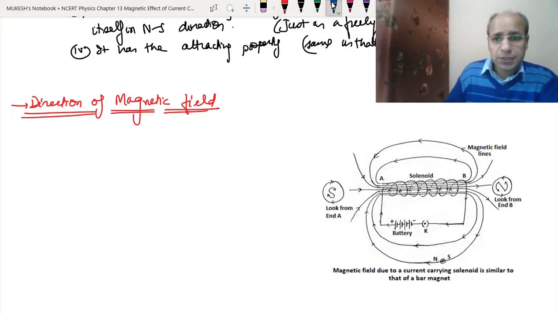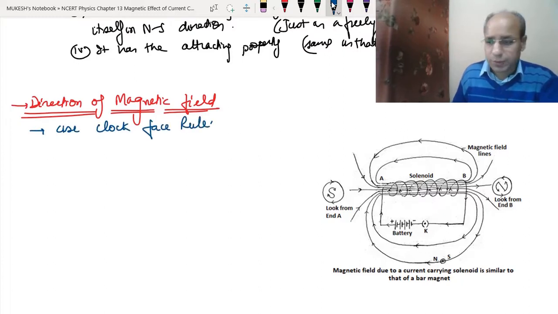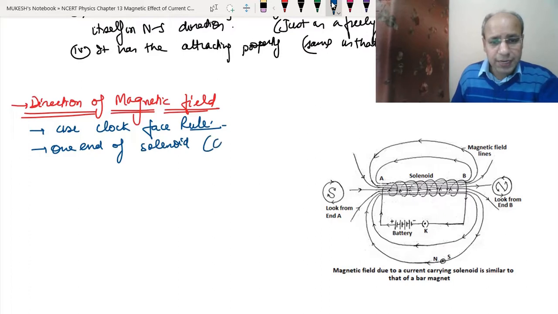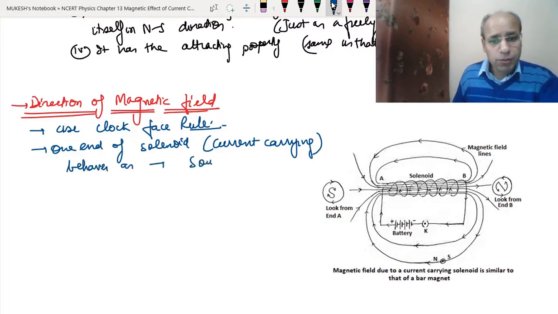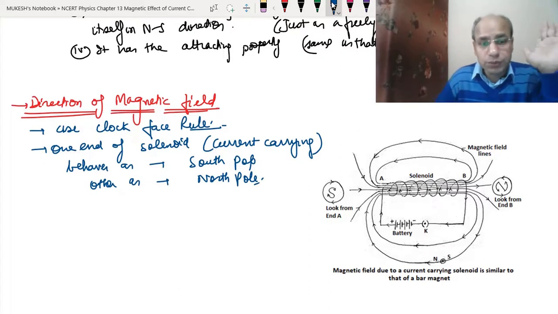And for this purpose we use the clock face rule. Okay. So that means one end of the solenoid, means the current carrying solenoid. Just remember, when the current is flowing through it, the current carrying solenoid behaves as a south pole at one end and as a north pole at the other end. Okay, so its two ends behave like poles. Okay, and we use the clock face rule for it.